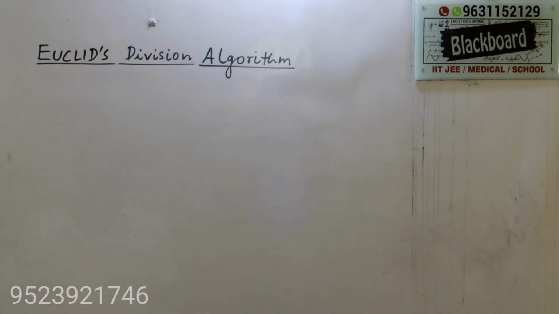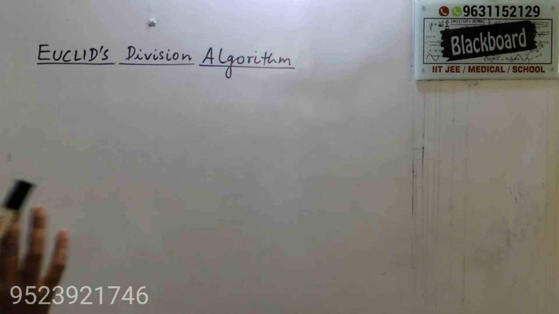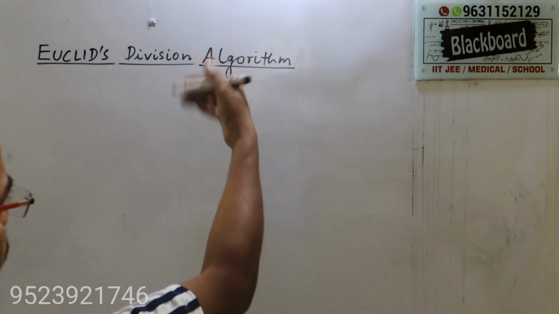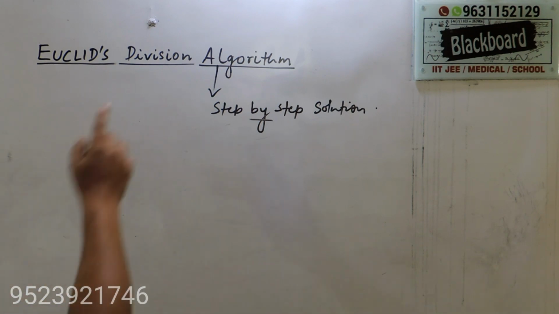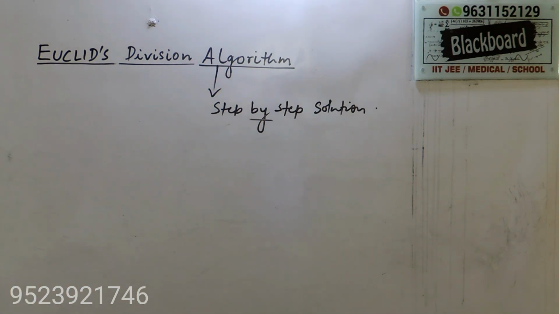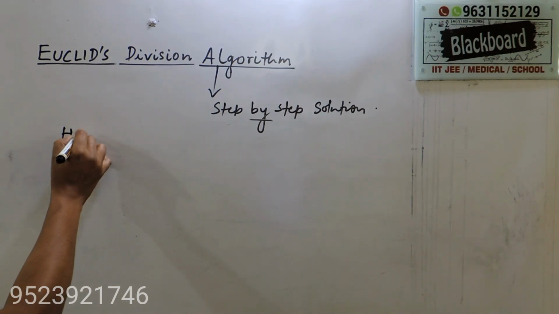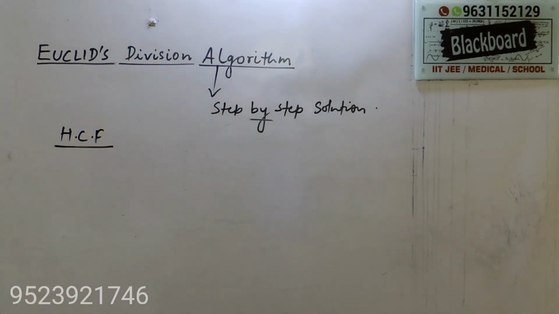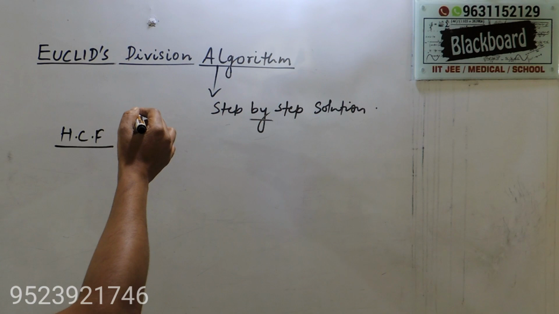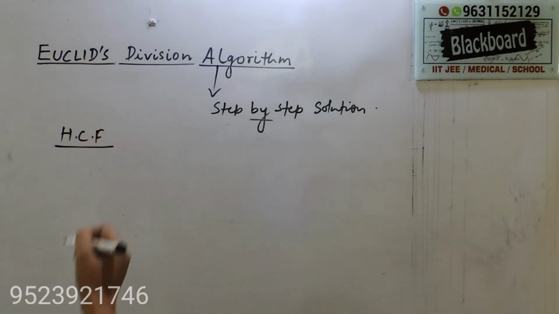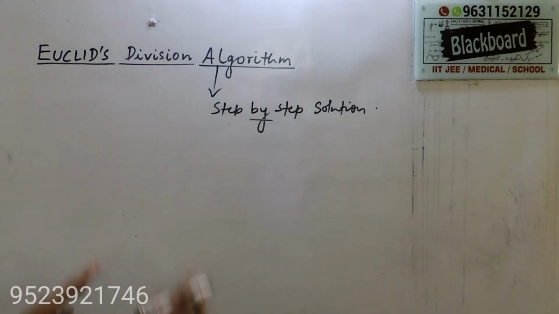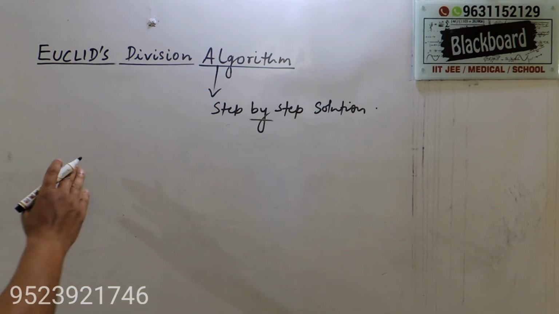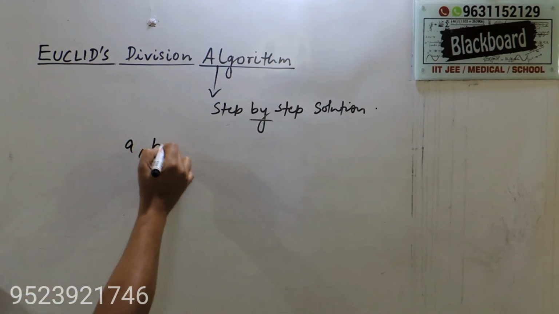Euclid division algorithm. What is Euclid division algorithm? Actually, the meaning of algorithm is a step by step solution. Euclid division algorithm is the application of Euclid division lemma, and this is the technique to compute the highest common factor, HCF, of two positive integers. That means this is the process to find the HCF of two numbers using Euclid division lemma. These are the following steps to find the HCF of two numbers a and b, where a is greater than b.